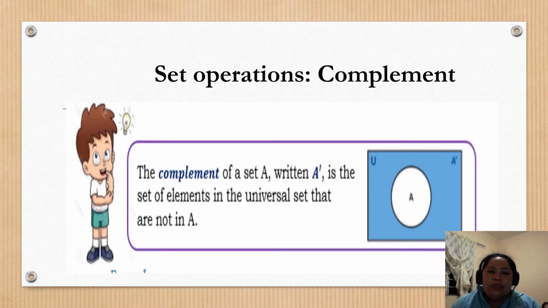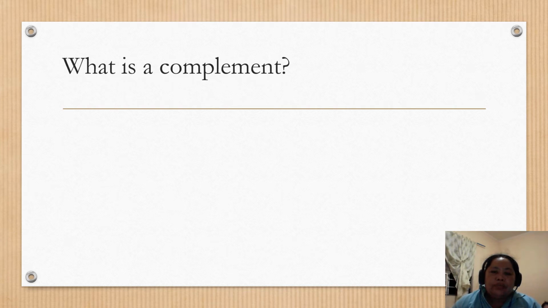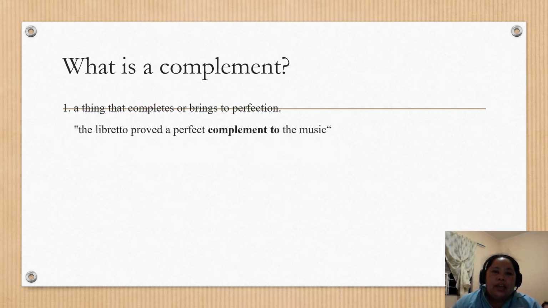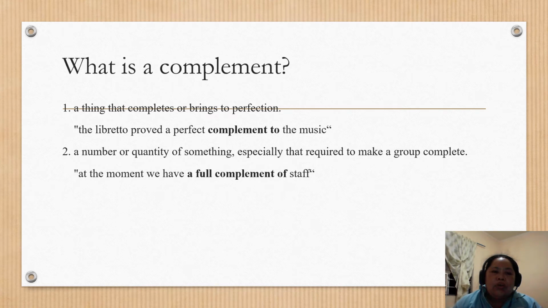Set complement, no? A complement of a set A, written as A prime, is a set of elements in the universal set that are not in A. What is a complement? A thing that completes or brings to perfection. A libretto is a perfect complement to music. A number or quantity of something, especially that required to make a group complete.